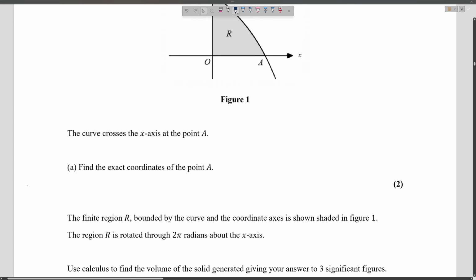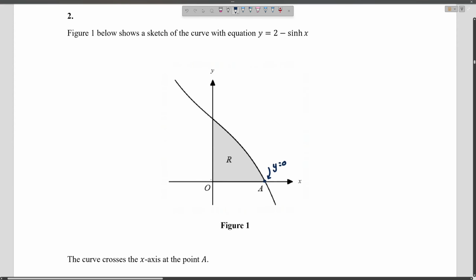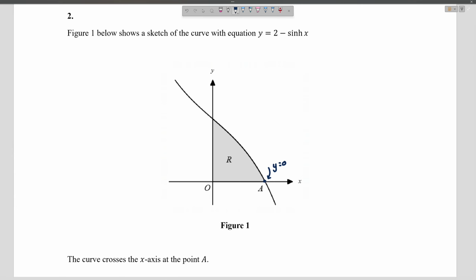So let's just go down here. We're then told that the curve crosses the x-axis at the point A. So that's this point here. And at this point here, hopefully it's obvious that y is equal to 0. So for part A then, as we can see here, all we want to do is find the exact coordinates of the point A. So all I need here then is the x-coordinate for the point of intersection. And to obtain that, all I need to do here is replace y with 0 in this equation here, and then just solve for x.